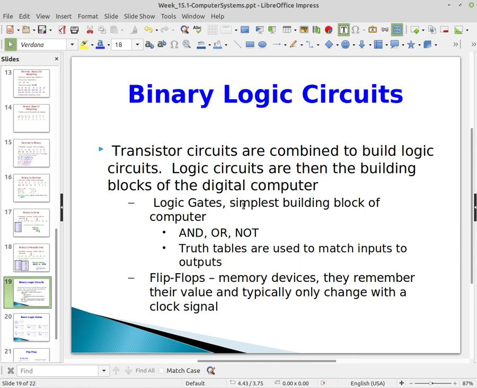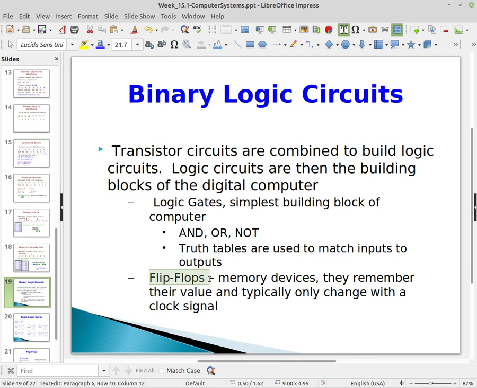So you have to ask the question, do I need a carry, or do I not need a carry? So we have these logic gates, and the simplest of the logic gates, we have an AND, so 1 and 1, or we have an OR, 1 or 1, or we have a NOT. If it's a 1, make it a 0, or if it's a 0, make it a 1. That's a NOT.